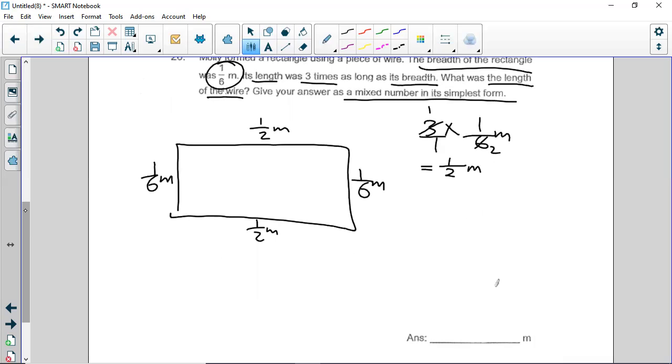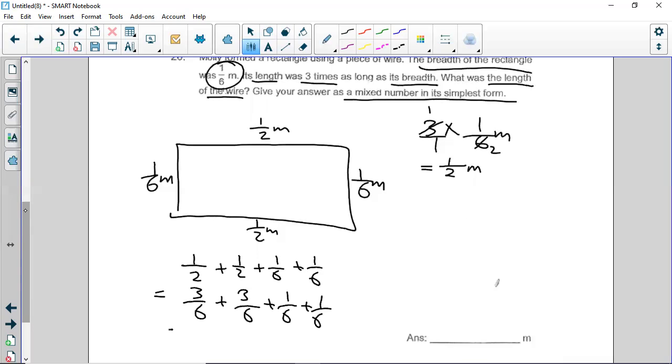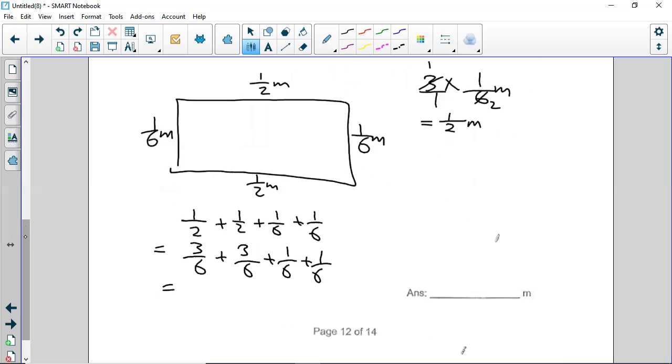Okay, so how do you add up all the sides? Half plus half plus 1/6, and then plus 1/6. So make the denominator all the same. So 3/6 plus 3/6 plus 1/6 plus 1/6. So once you make the denominator all the same, then you can add them all together. 3 plus 3 is 6, plus 1, 7, plus 1, 8. So you have 8/6 meter, and change it to mixed number.